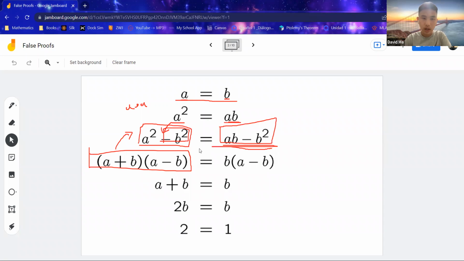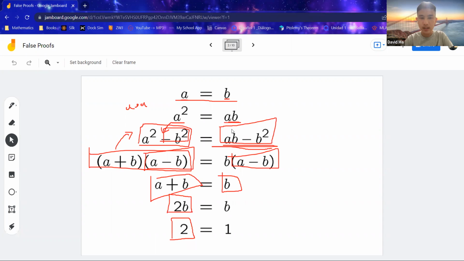And then after this, you divide both sides by a minus b. And then you get a b and a plus b. And since a also equals b, you get a plus b equals 2b, right? So you get 2b equals b, and you divide both sides by the variable b, and you get 2 equals 1.